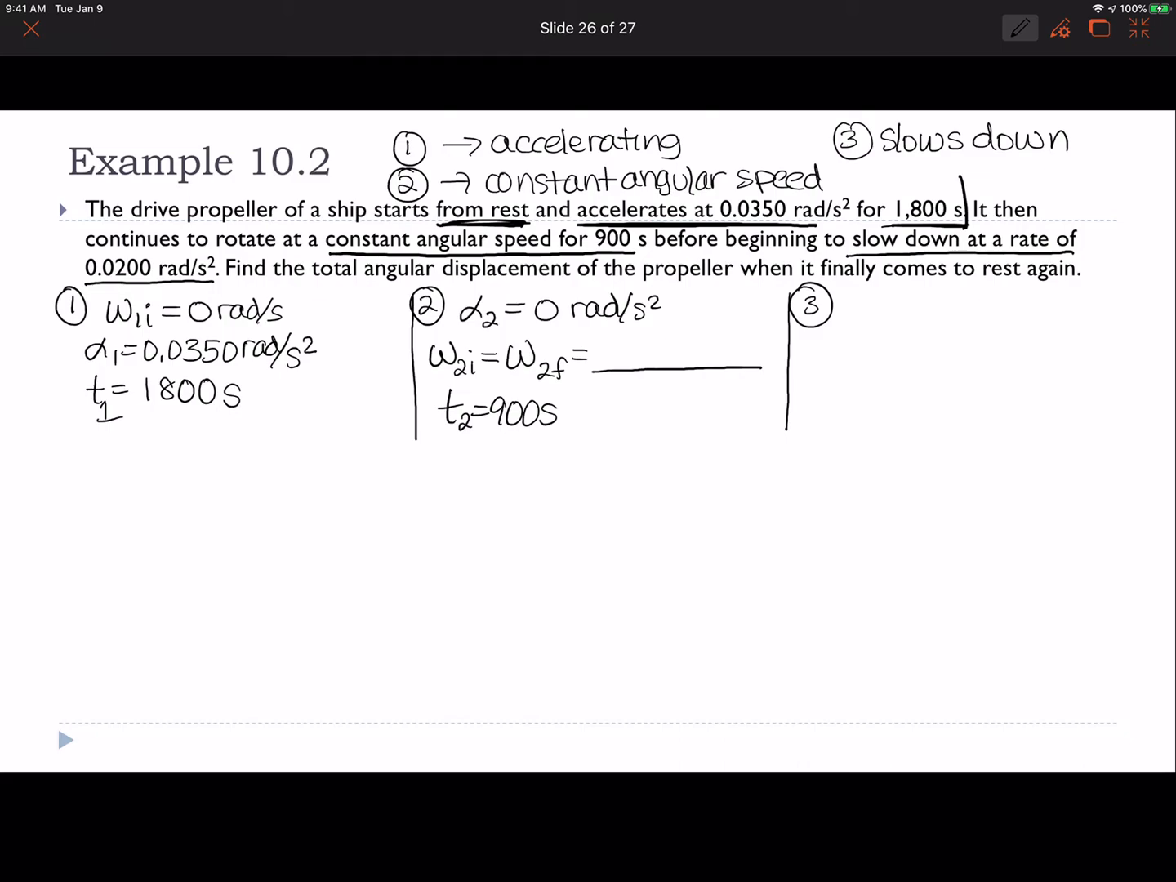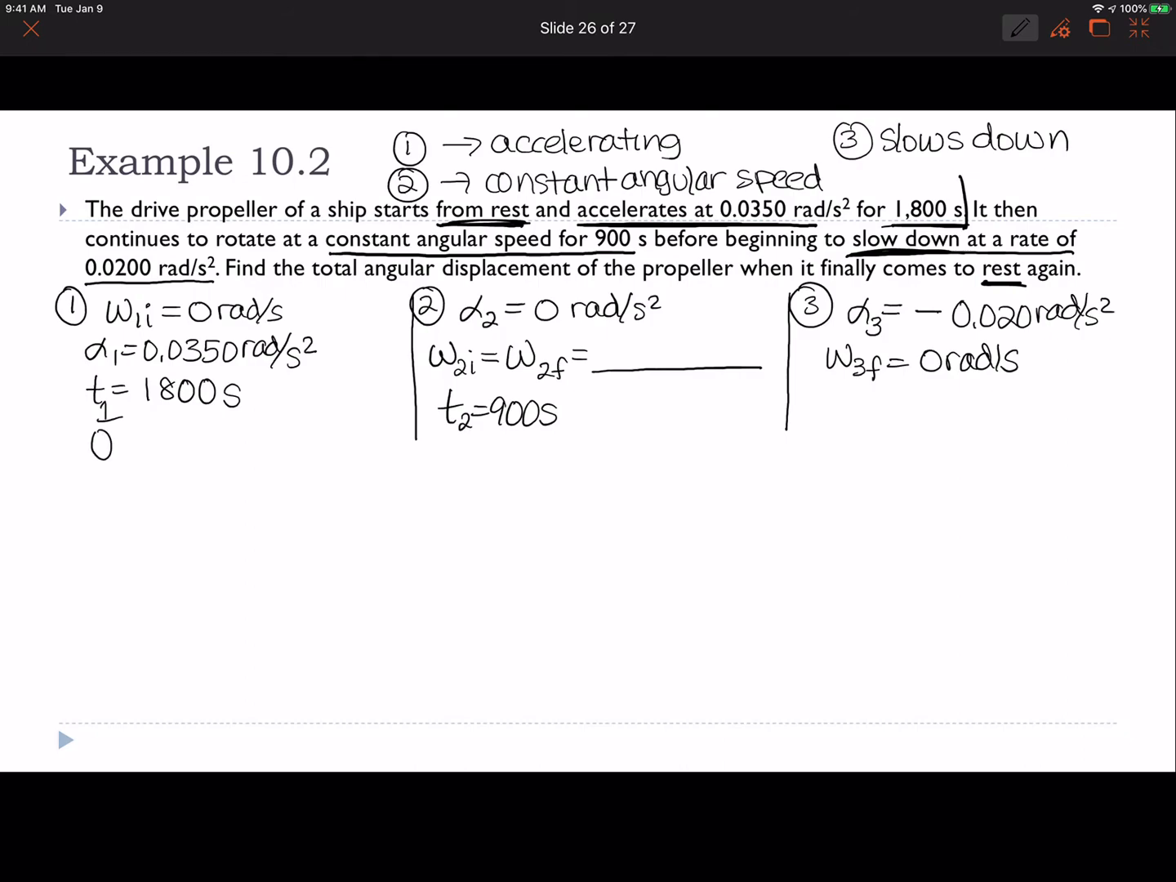And then finally, for the last part of the motion, it says that it slows down at a constant rate. So it has angular acceleration, but it's slowing down, so it's got to be a negative angular acceleration, and then eventually it's going to come to rest. So the final angular velocity is going to be 0. And what I want to know is what is the total angle that it goes through during this entire motion.